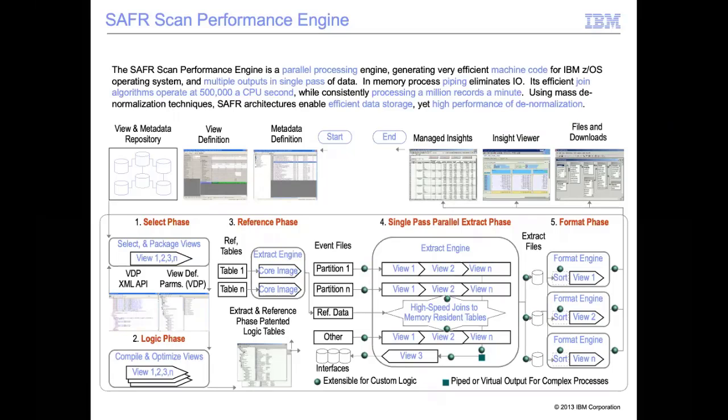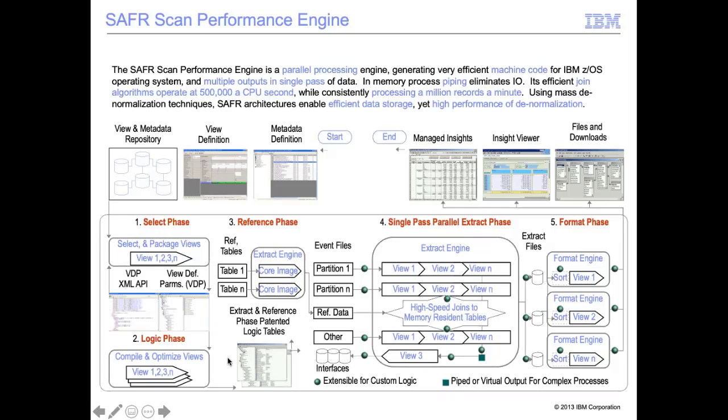The next phase of the process for the performance engine is the logic phase. The logic phase builds what we call logic tables. You could think of it a little bit as a compile process, where we take the view definition and break it down into much more detailed steps that have to be actually executed.